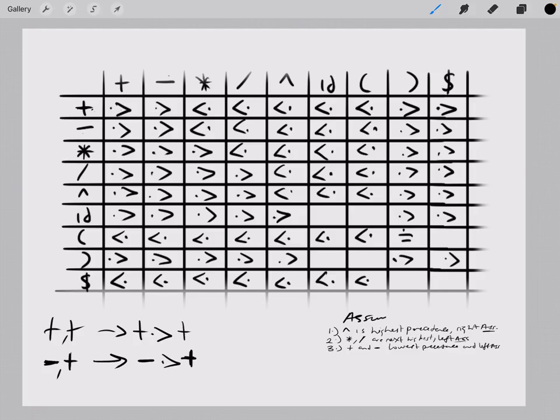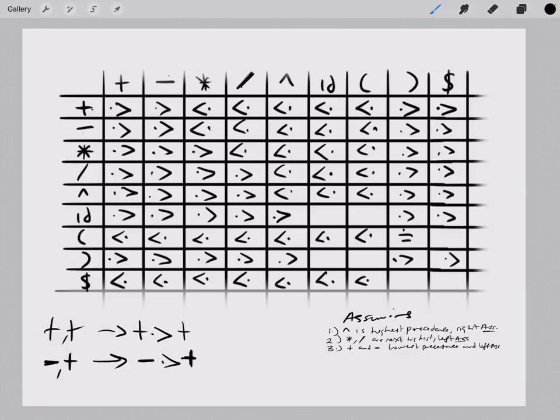Use the BODMAS precedence when nothing is stated. When they say create the parsing table, you create the relation table yourself. Then you know that plus takes more precedence over minus, regardless of whether it's left associative or not. Plus is more important than minus, star is more important than plus, star is more important than minus, and so on and so forth.